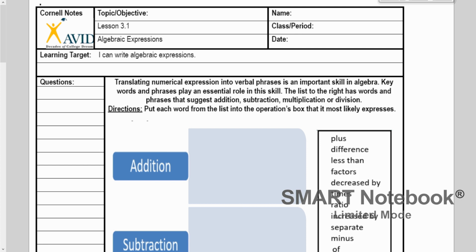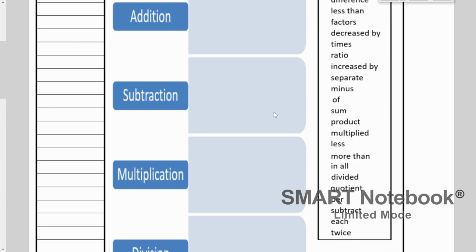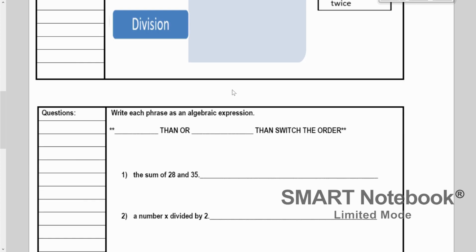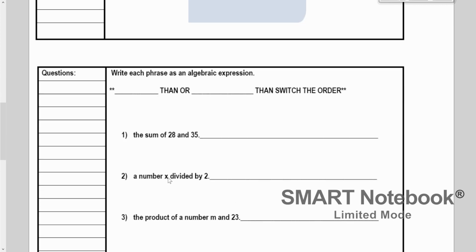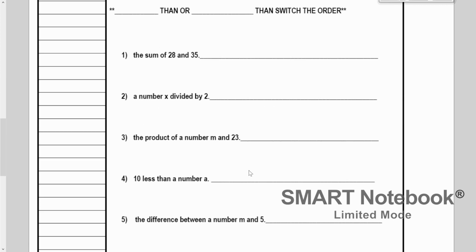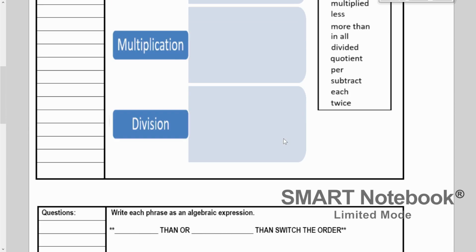In today's lesson, we're going to learn how to write algebraic expressions given a word phrase. So it'll say something like these examples on the back, and we'll be writing them as algebraic expressions. We'll be given a word phrase, and we'll have to write it as an algebraic expression with numbers, addition, subtraction, multiplication, division, and then our variable or our letter.